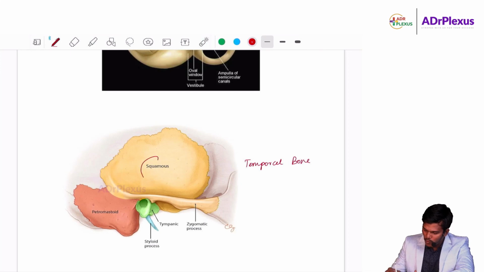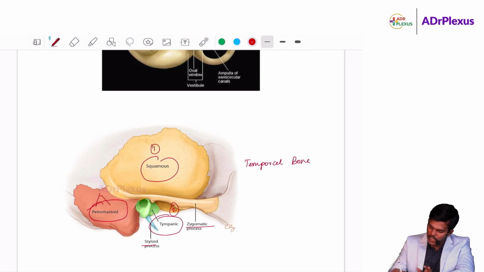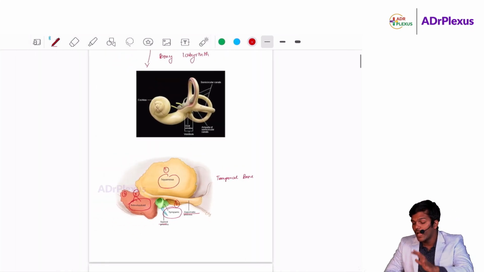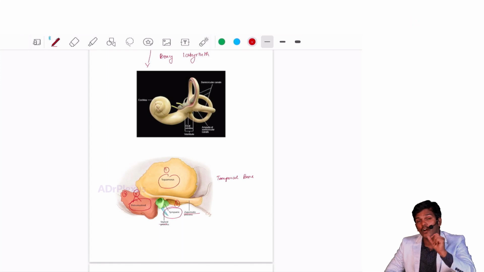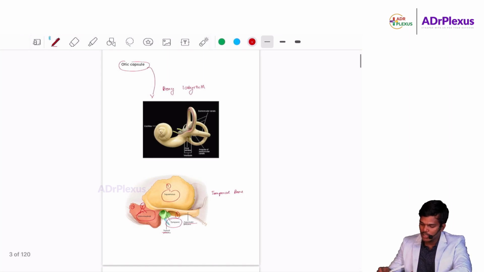These are the parts of the temporal bone: squamous part, tympanic part, petromastoid part. You can include the styloid process and zygomatic process in excess, but the important parts are squamous, tympanic, petromastoid. You can divide petromastoid into petrous and mastoid parts. The bony labyrinth is a part of the petrous part of the temporal bone. Clear? So we have seen the embryology of the external, middle and inner ear forming from the otic capsule and otic vesicle separately.